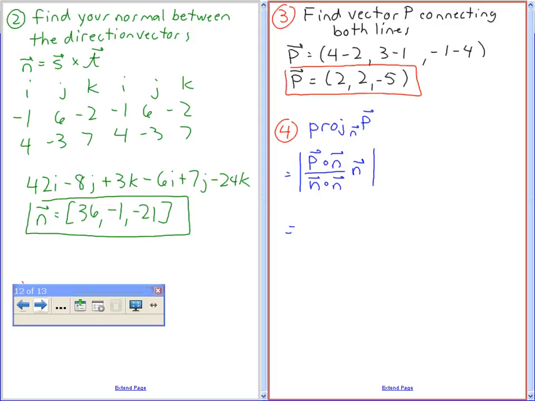Then I want to project P onto N. If you chose a different vector P, that's okay. You'll still get the same answer. If you chose a different normal, that's okay. You'll still get the same answer. The final answer will match, in between steps not necessarily. For P, what do you mean there? I'm picking one point off each line. Right, so this is one point from each line.